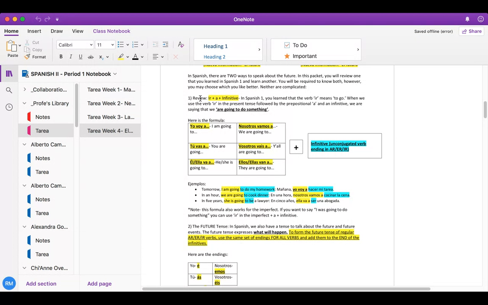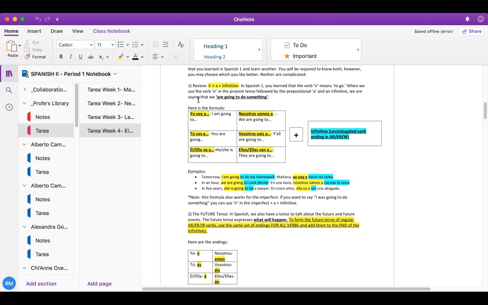The first one is a review of a little formula called ir plus a plus infinitive. Okay, so in Spanish 1, we learned that the verb ir means to go, and we learned that it has a ton of uses. When we use the verb ir in the present tense, followed by the preposition a, just this letter a, and an infinitive, we are saying that we are going to do something. Something is going to happen. Okay, using that verb ir to be going to. Okay, and here's the formula.